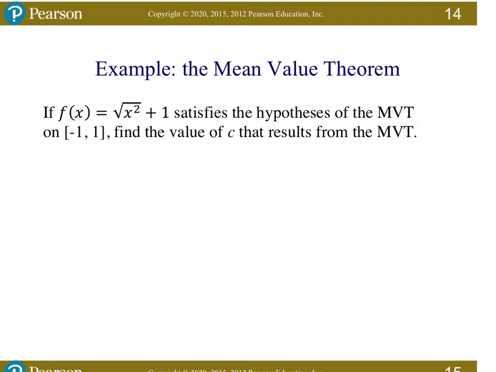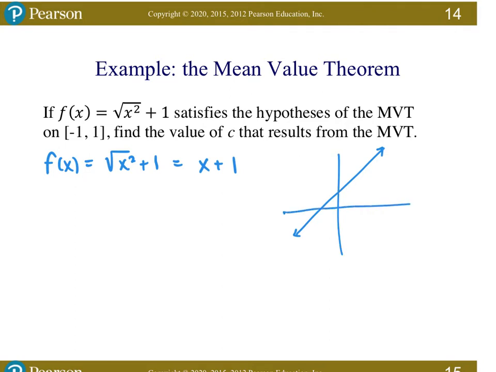You might expect this function to look one way, because the square root of x squared plus 1, well, the square root and the square cancel each other out, and so that would be x plus 1. So wouldn't we expect that to look like a line going through the y-axis at 1 with a slope of 1? Isn't that what we would expect? But when you graph it, you discover it's an absolute value.